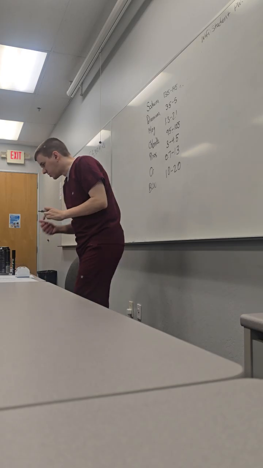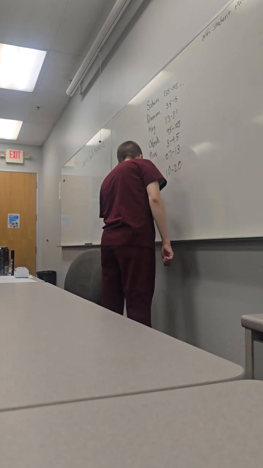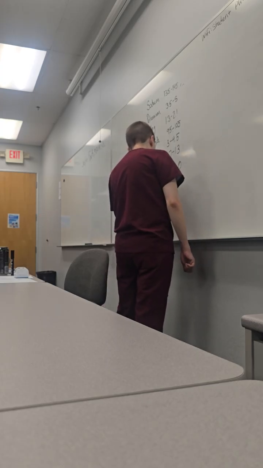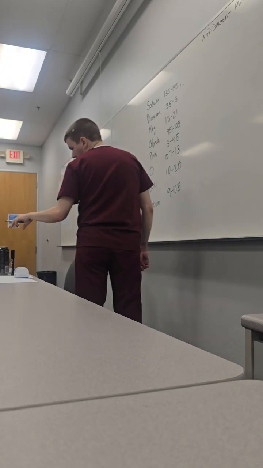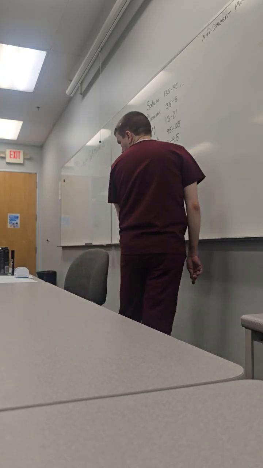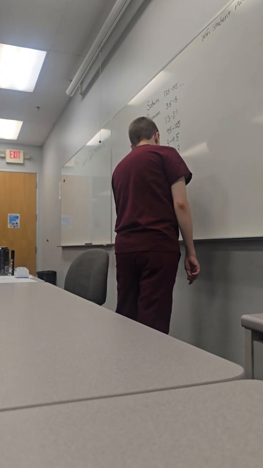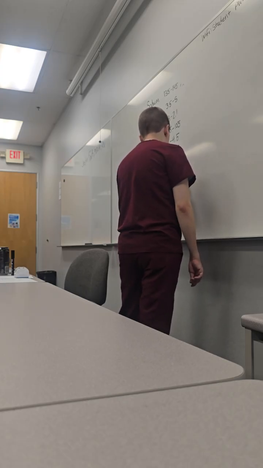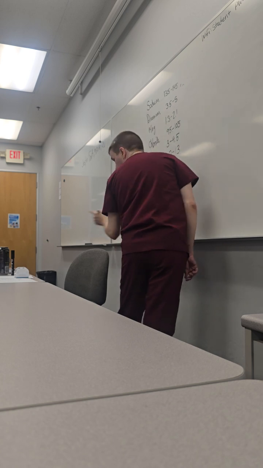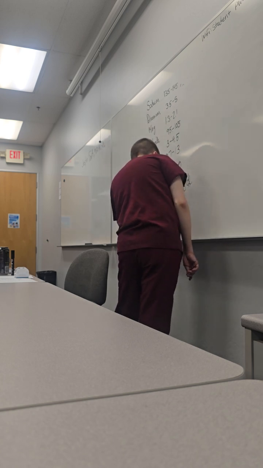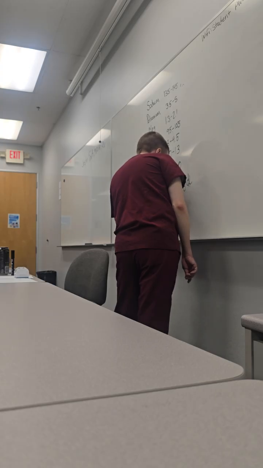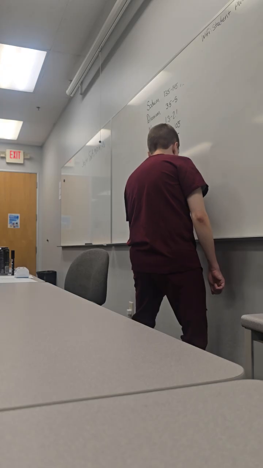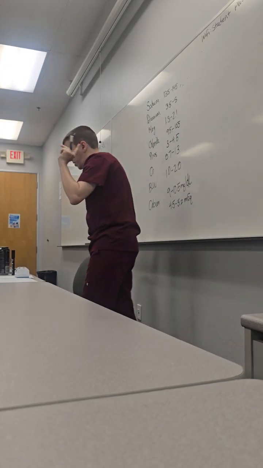Then there's calcium. So it can either go 9 to 10.5. This is milligrams. What's CR? Creatinine. That's per deciliter. Or it goes 4.5 to 5.2, and that's mEq. So that's kind of basic stuff.